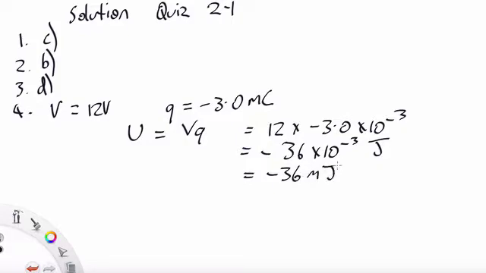-36 millijoules. And to be sure about the charge, we've got the potential around a positive charge, and so we have positive potential, but we have a negative charge there. So it is a negative energy, and so that is D.